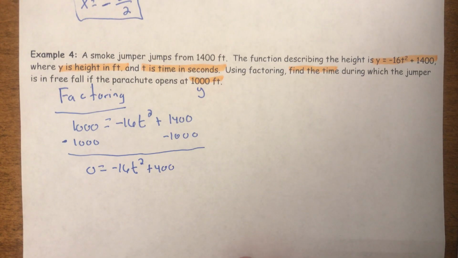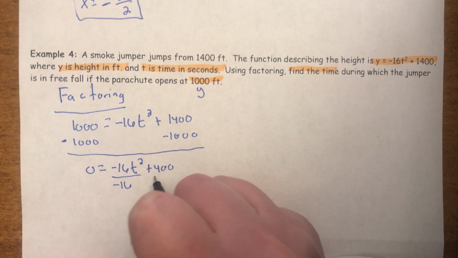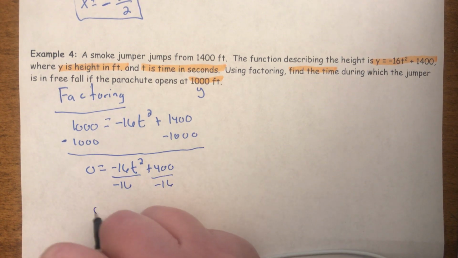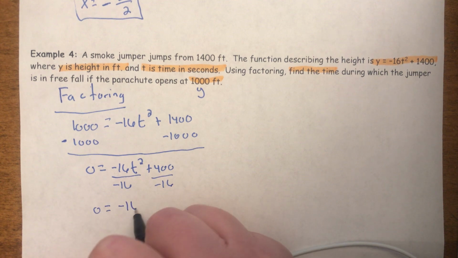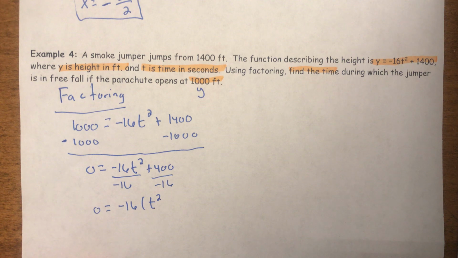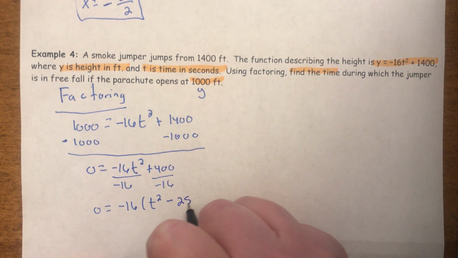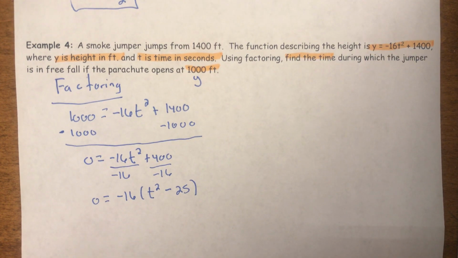Now, to solve by factoring, we look for the greatest common factor. Between 16 and 400, 16 is a factor, and I'm going to factor out a negative 16 because I always like my lead term to be positive. So 0 equals negative 16 times t squared minus 25. Now, we have learned how to factor t squared minus 25. This is the difference of two squares.